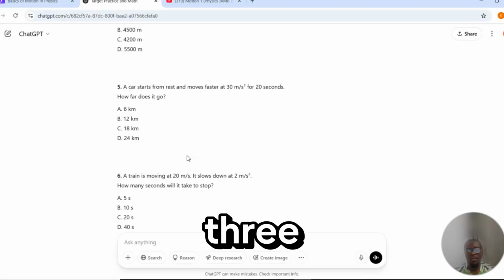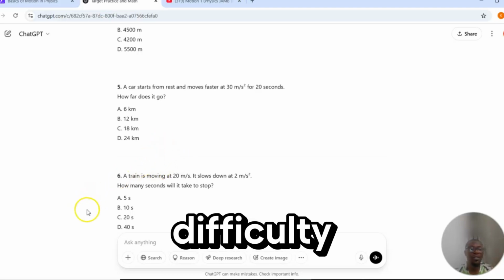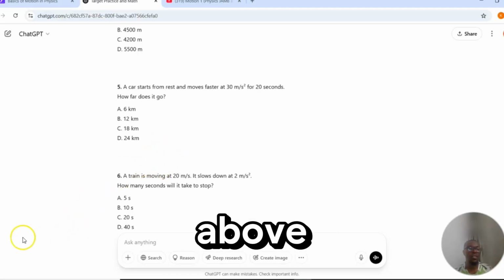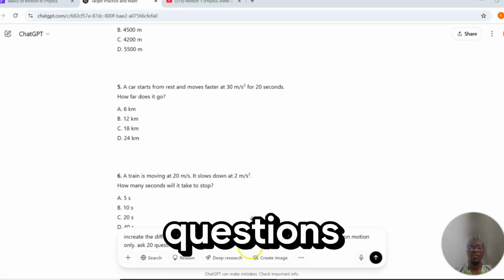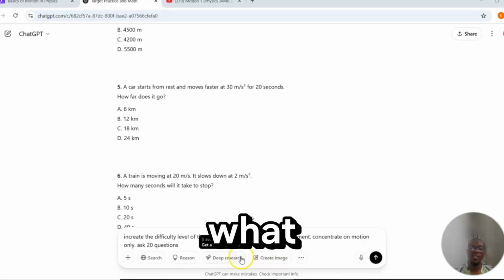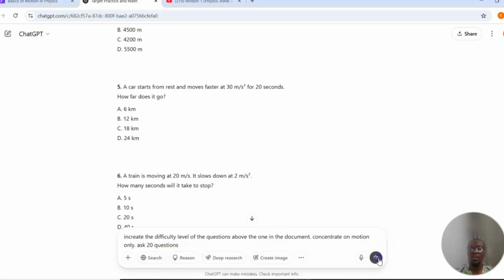When you get to SS3, you can do this. Increase the difficulty level of the question above the one in the document. Concentrate on motion only, ask 20 questions. Good. So let's send it and see what it will give us.